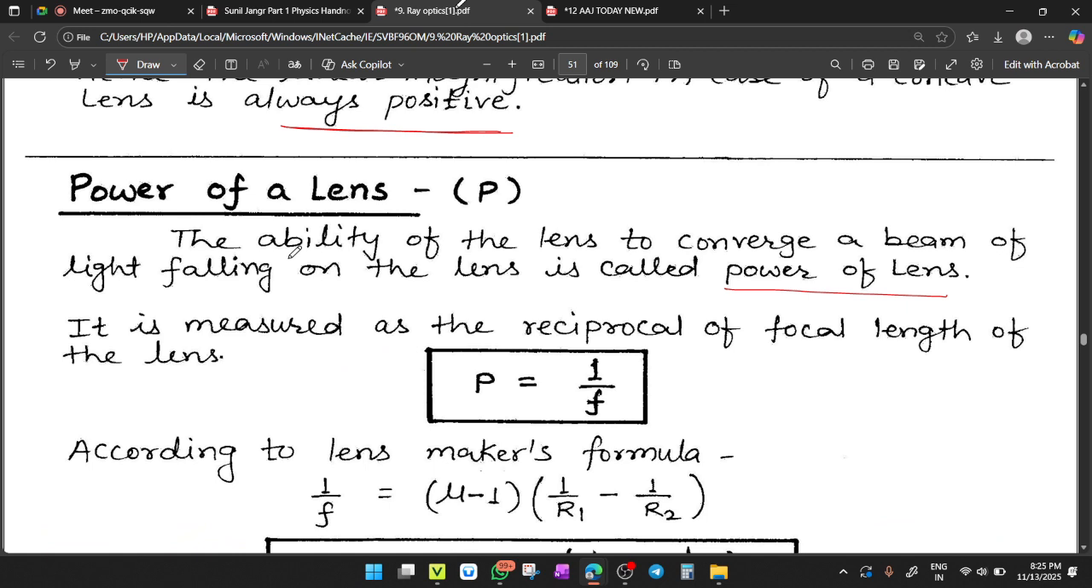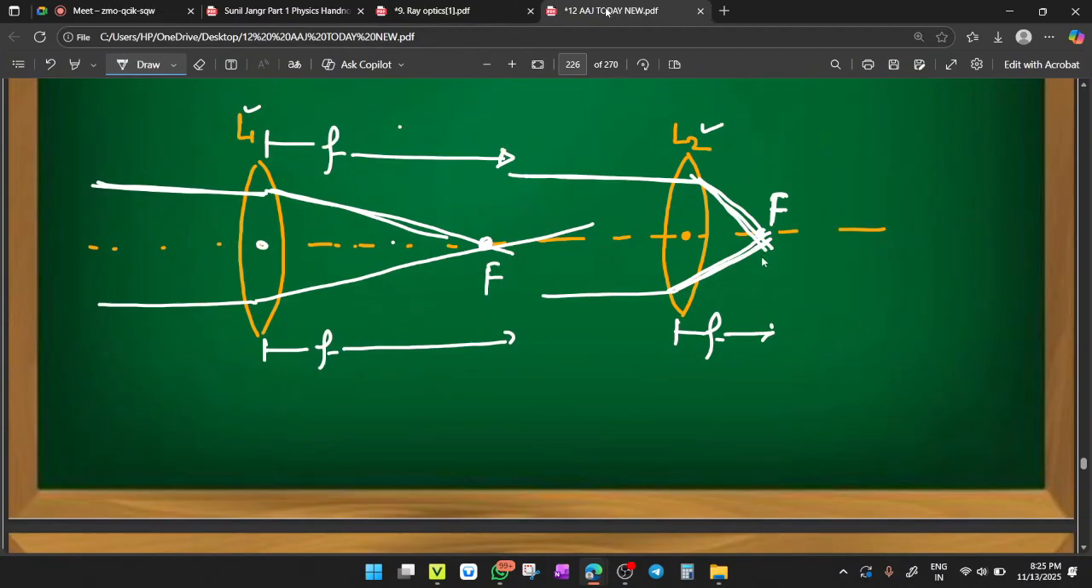It is measured as the reciprocal of the focal length. Shorter the focal length, larger the power. Here in the diagram, check here. The focal length is small, means the power will be high. And here the focal length is greater, so the power of the lens will be less. Clear or not clear? Yes.